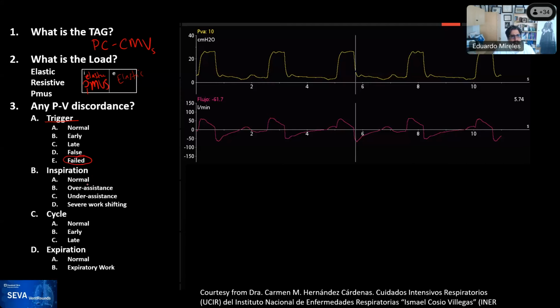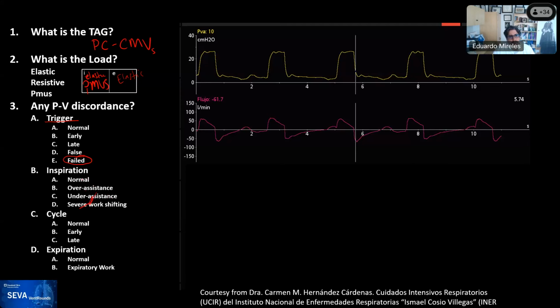Alrighty. So then during inspiration, is the machine doing, is there severe work shifting? And this means that the pressure during inspiration is going below baseline, and we don't see that, right? And so I'm gonna cross this one. In terms of under assistance, meaning that the patient is doing very little work and the machine, sorry, which is severe work shifting. So I'm gonna cross that over.